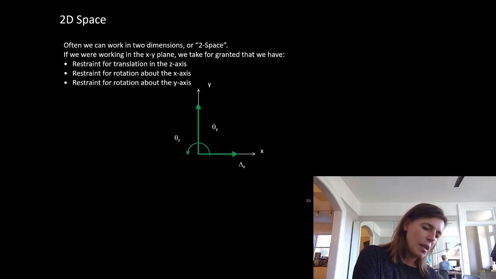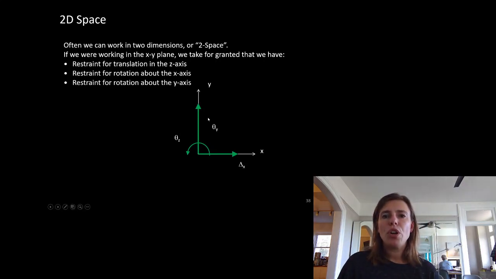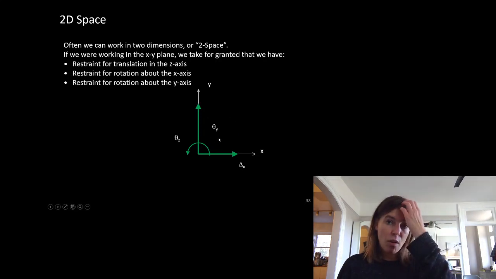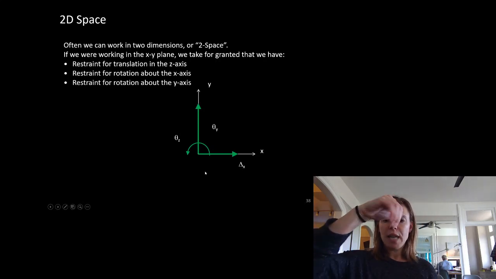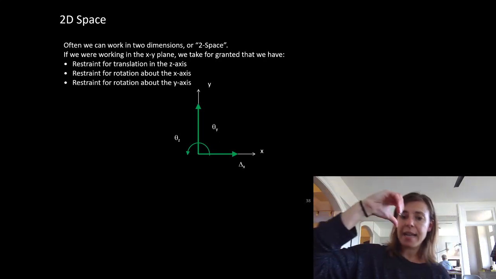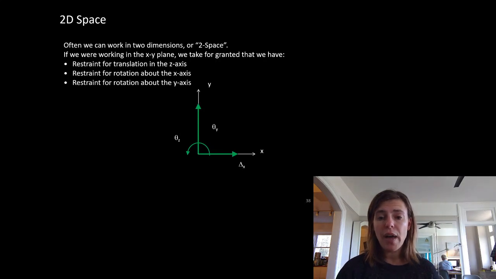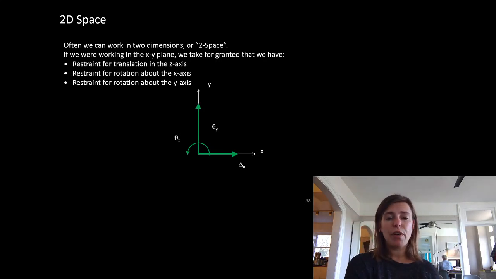This should be shown as translation in X, or translation in Y, not rotation about Y. So I'll fix that in the slide for you guys. But what we're left with is translation in X, translation in Y, and rotation about Z, or rotation about that axis. And we're going to talk a lot about that.